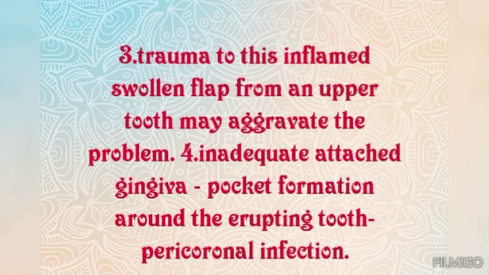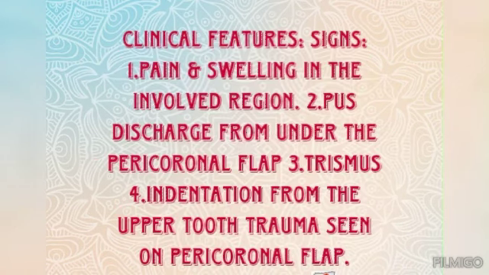One is a partially erupted tooth covered by the pericoronal flap. It is infected by the accumulation of food debris, and the eruption of the tooth itself may produce some amount of inflammation, and trauma and inadequate attached gingiva produce pocket formation.